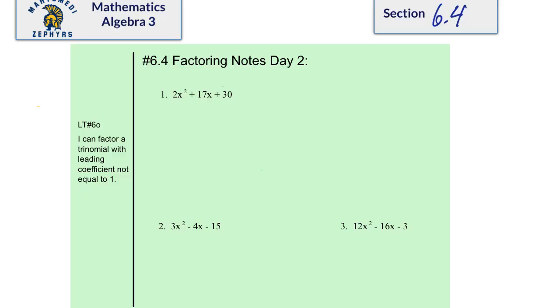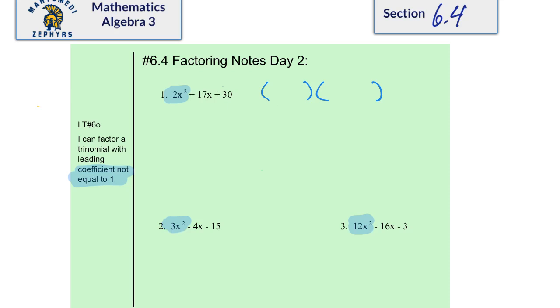All right, folks, now we're going to change the trinomials a little bit. If you look at all 3 of these trinomials on this page, what you will notice is that the leading coefficient is no longer equal to 1. We're still going to factor this. Our goal is still to factor it into 2 binomials, but it's going to take a little different approach because of that number in front.